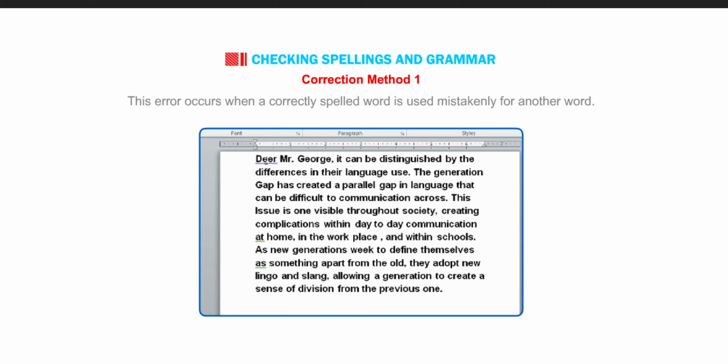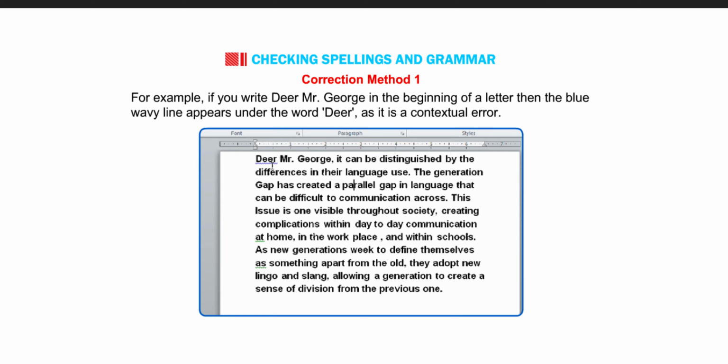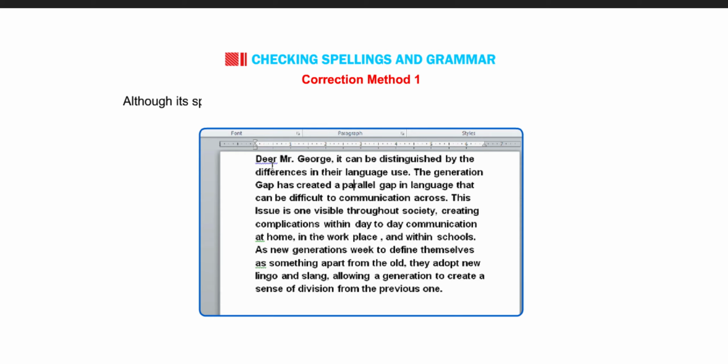This error occurs when a correctly spelled word is used mistakenly for another word. For example, if you write "Dear Mr. George" in the beginning of the letter, then a blue wavy line appears under the word "dear." Okay, as it is a contextual error.